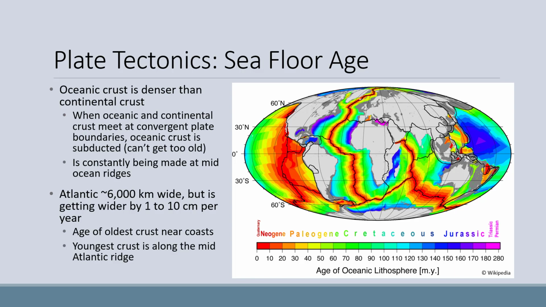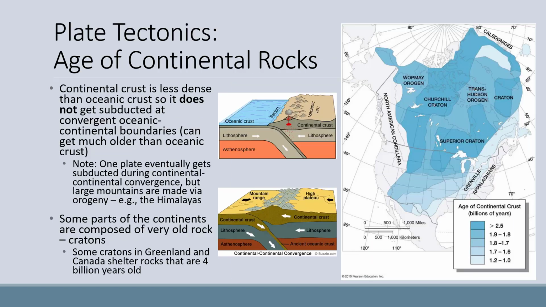There are lots of spreading centers, but one of my favorites is in the Atlantic Ocean because it is so long. The Atlantic Basin is about 6,000 kilometers wide, but is getting wider by 1 to 10 centimeters per year because of spreading. If we wanted the oldest oceanic rocks, we would look near the coasts. You can see that the colors are typically blue and purple near the coast. Then the youngest oceanic crust is obviously along the mid-Atlantic ridge. You can see the colors are all red along the mid-Atlantic ridge.